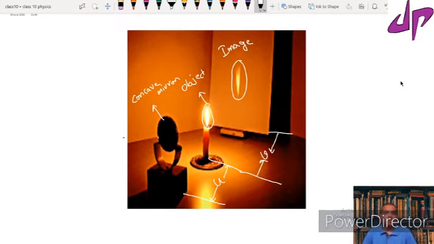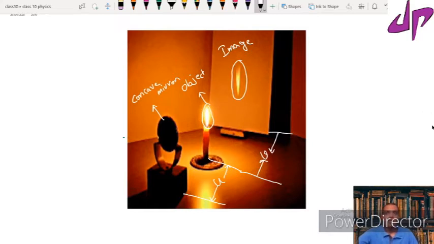How do we measure? Actually, we used to measure with the help of a long scale. So we will keep a long scale, or we can use an instrument known as optical bench. In the optical bench, all these readings will be there. So we will measure with the help of the scale the distance between the pole of the mirror and the object, that we take as object distance, and we measure the distance between the pole and the image, that we will take as image distance.